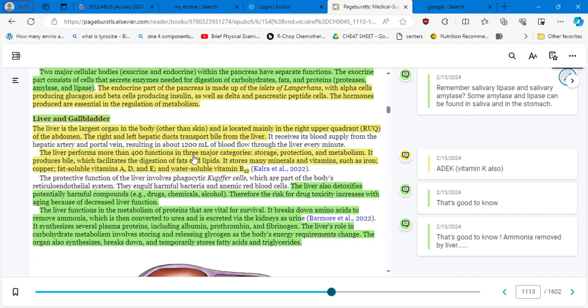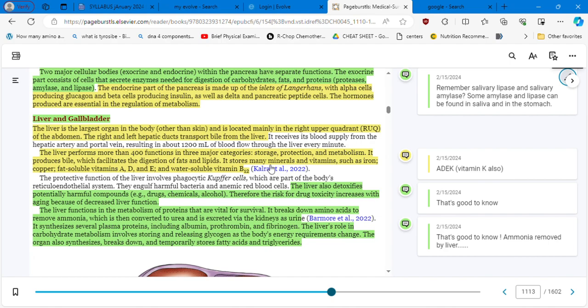The liver performs more than 400 functions. Sometimes I think it is even the most important organ in our body, but you cannot leave the heart out of the first place, right? But it's just my opinion. It performs more than 400 functions in three major categories: storage, protection, and metabolism. It produces bile, which facilitates the digestion of fats and lipids.